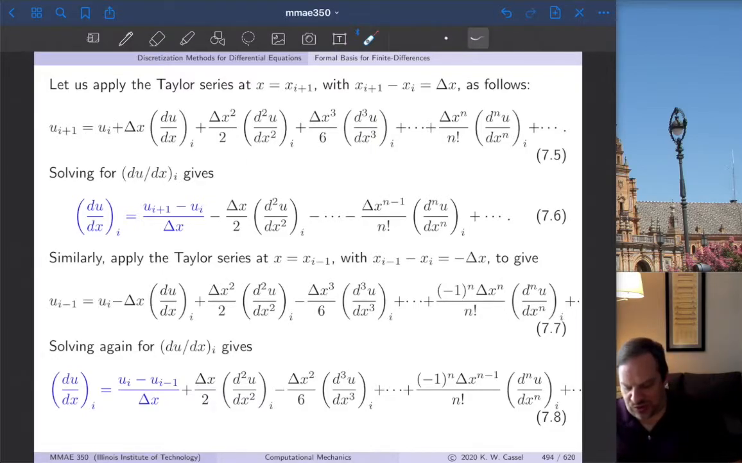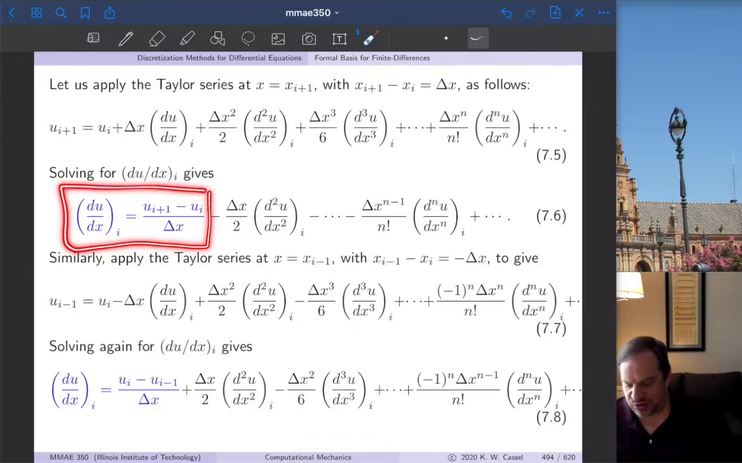So why did we do that? What can we do with it? Well, I can now solve, for example, for du/dx. So this would give me an approximation in principle for the first derivative of u with respect to x evaluated at x_i. So that's the slope of u at x_i. So if I solve for this, I bring this term over to the left. I'm going to flip everything around. So now I have u_{i+1} minus u_i divided by delta x.